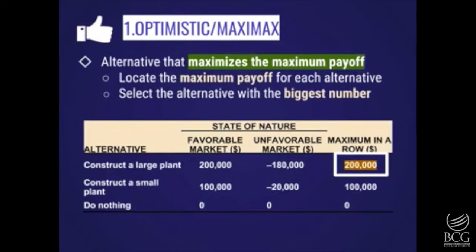Here is an example. First, we locate the maximum payoff of an alternative, which is $200,000 for the large plant, $100,000 for the small plant, and $0 for do nothing. After, we select the biggest number, which is $200,000 from building a large plant. Therefore, the decision would be to build a large plant.